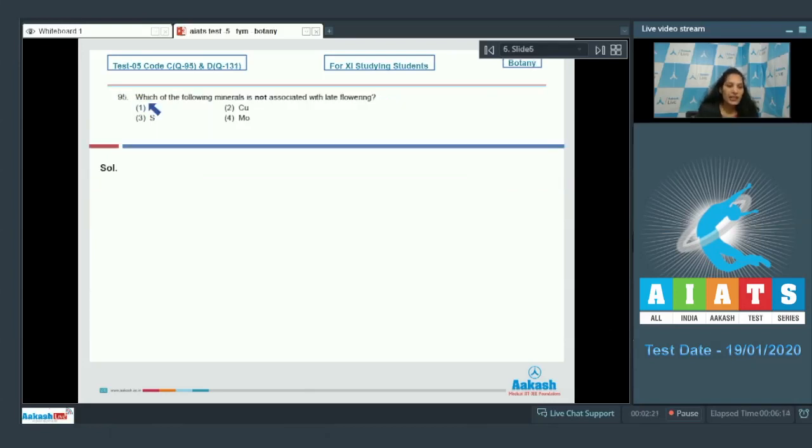Question number 95. Which of the following minerals is not associated with the late flowering? It is the copper, which is generally not associated with the late flowering. Nitrogen, sulfur and molybdenum, all these are associated with late flowering. So the correct option for the given question is option number 2. Let's move to the next question.